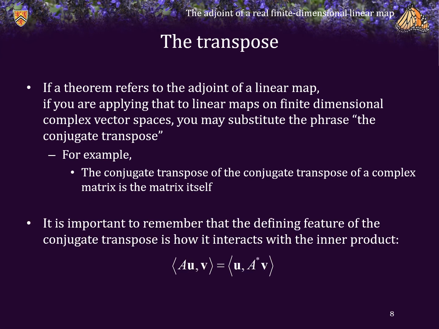However, it's always important to remember that the defining feature of the conjugate transpose is how it interacts with the inner product. A times U inner producted with V is equal to U inner producted with the conjugate transpose of A, or the adjoint of A, times V.